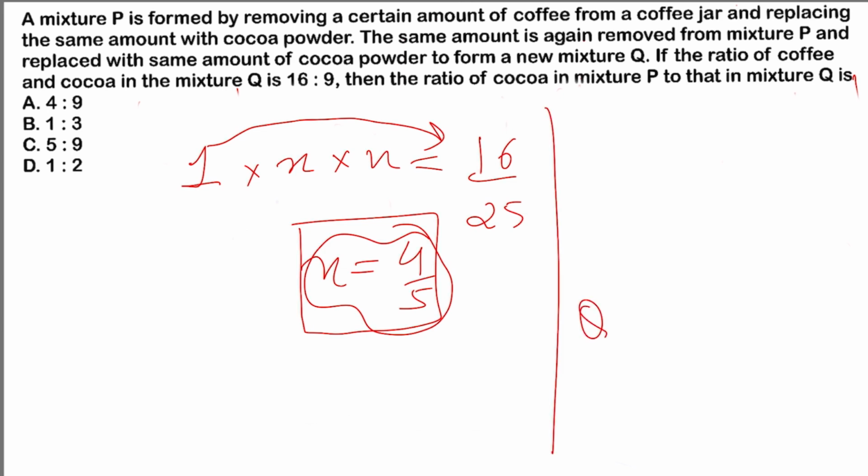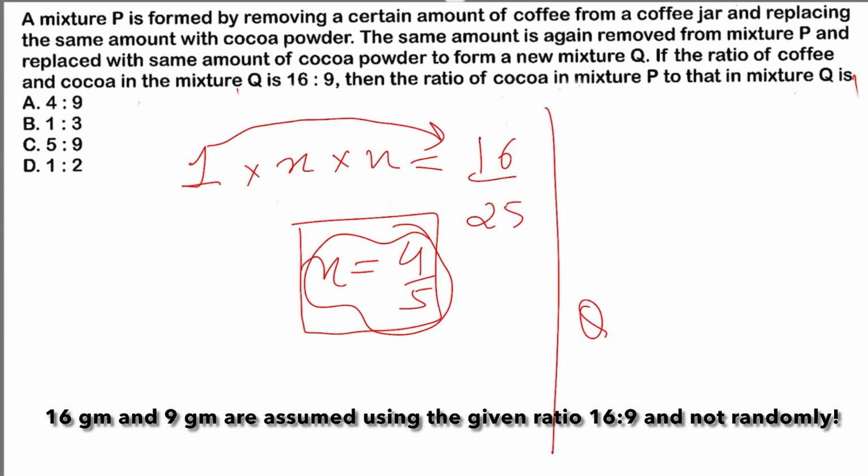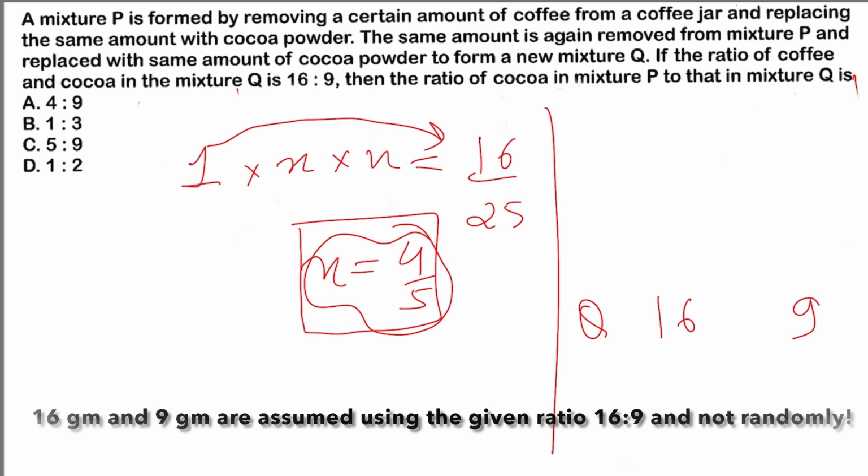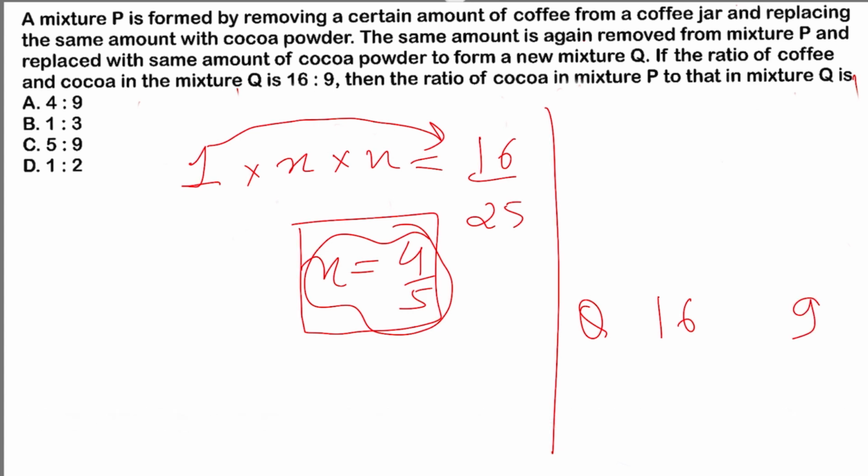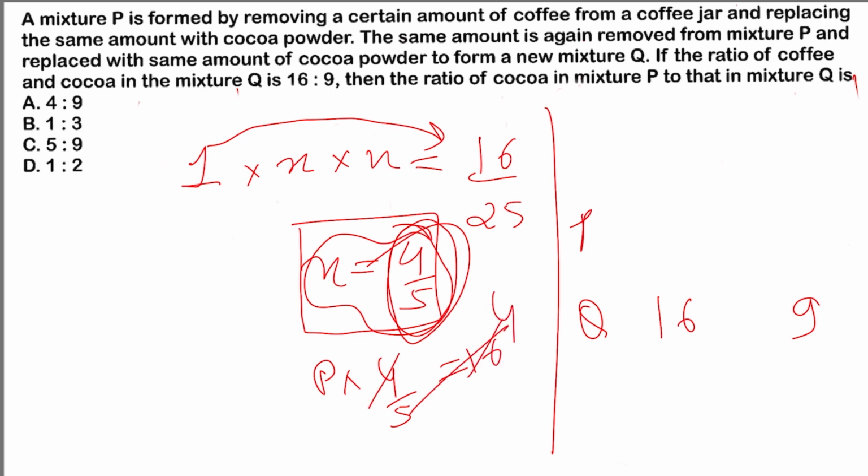So now in the mixture Q, let's suppose the coffee and the cocoa contents are 16 grams and 9 grams respectively. The coffee content 16 grams is obtained by multiplying by 4 by 5 as we have discussed. So the coffee content in the mixture P got multiplied by 4 by 5 to give you 16. So initially the coffee content was 5 into 4, 20. And we also have seen from the concept of dilution that the total solution always has the same value. So 16 plus 9 is 25. The mixture is always worth 25 in this particular case.